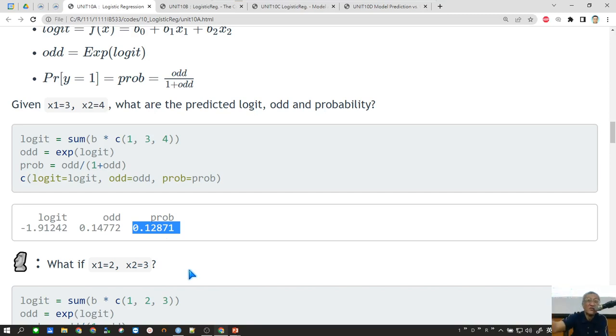But actually you don't really need to do this by yourself, right? You can call the predict function. Predict function will calculate the probability for you directly, right? So just in case you want to do that, you need to do this.